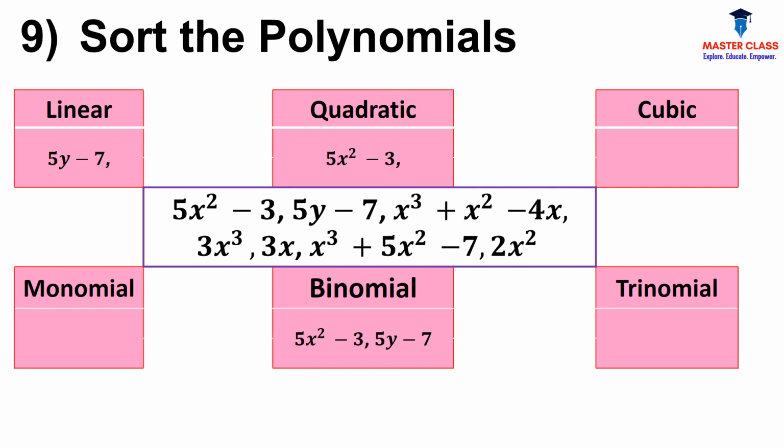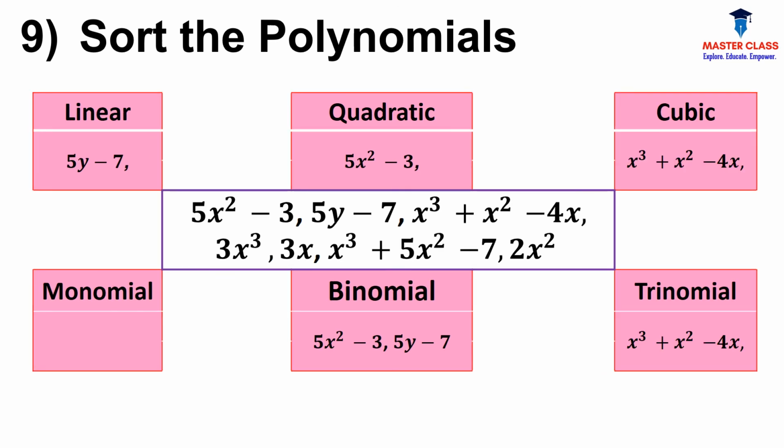The next polynomial is x cubed plus x squared minus 4x. Since there are 3 terms in this polynomial, it is a trinomial. The highest power is 3 and so it is a cubic polynomial. Therefore, this polynomial x cubed plus x squared minus 4x must be classified as a trinomial as well as a cubic polynomial.